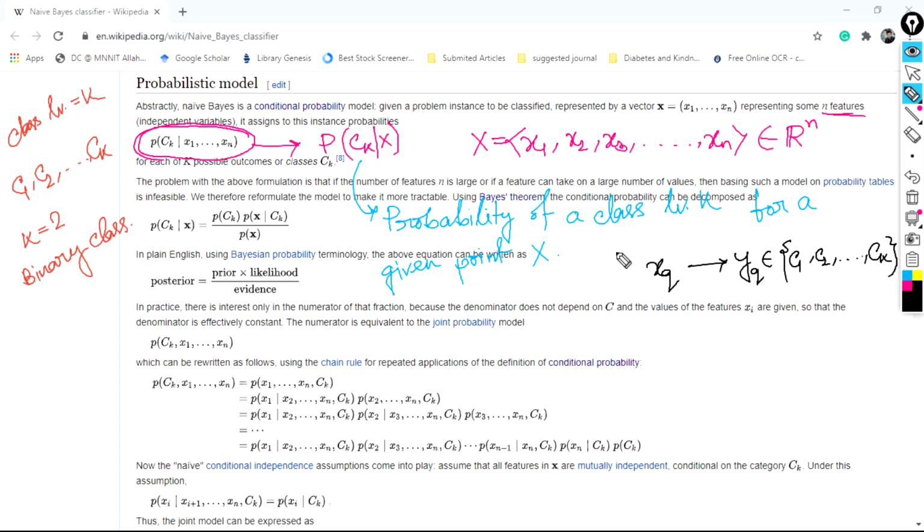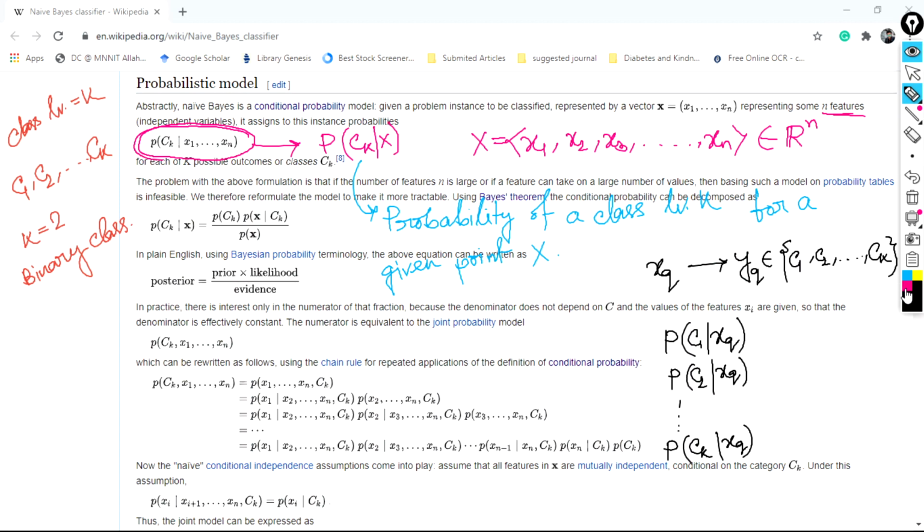Now we are interested in finding the class label for the given point xq. We are interested in finding the class label, that is Ck, for the given point xq. We are just interested in finding these classes, and among these classes, the one with the maximum probability is what we take as the final class label.